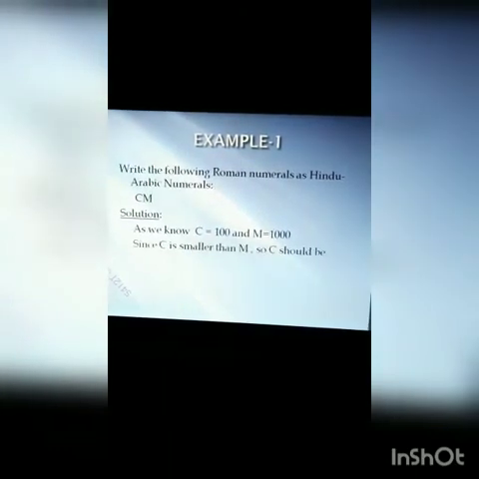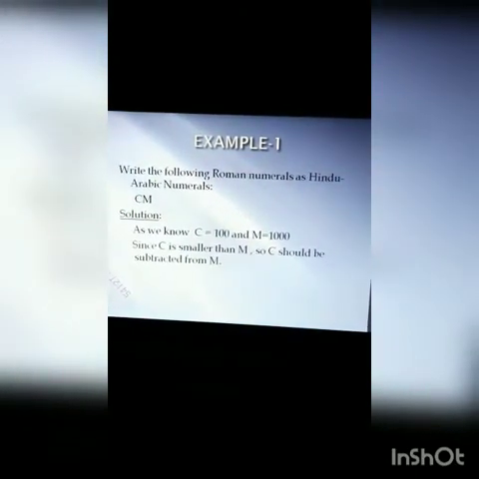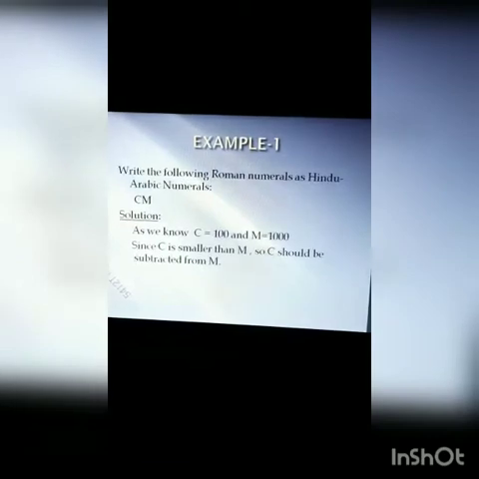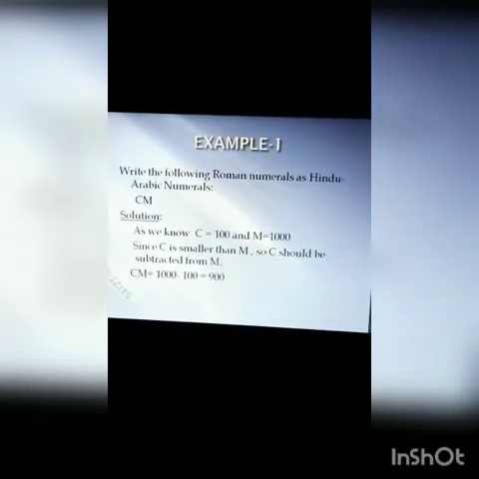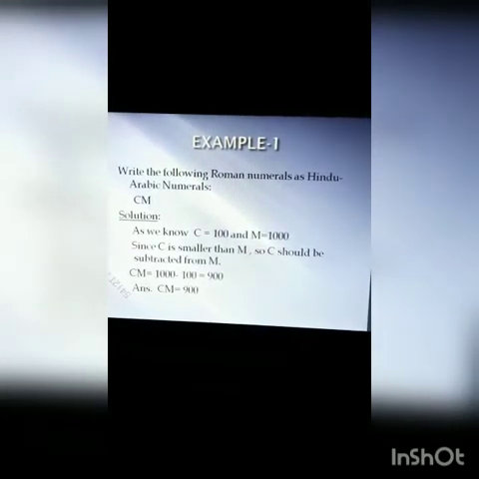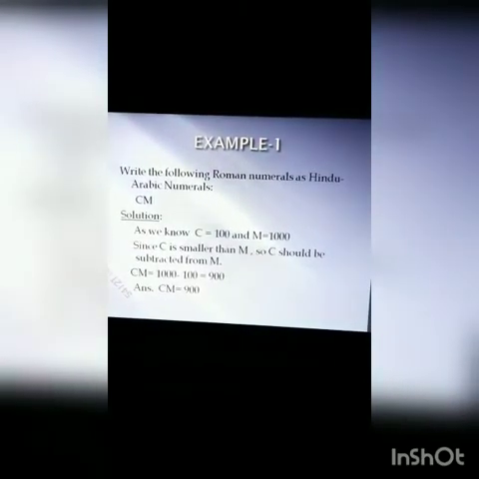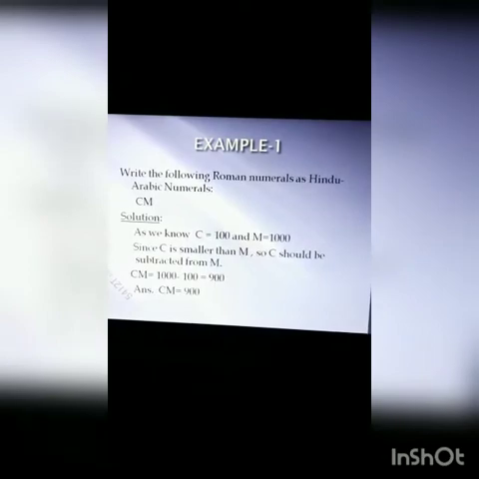As the value of C is lesser than M, since C is smaller than M, C should be subtracted from M. So CM will become 1000 minus 100, which is equal to 900. Answer will be 900. Students, here the value of C was lesser than M. That's why it is subtracted from M.